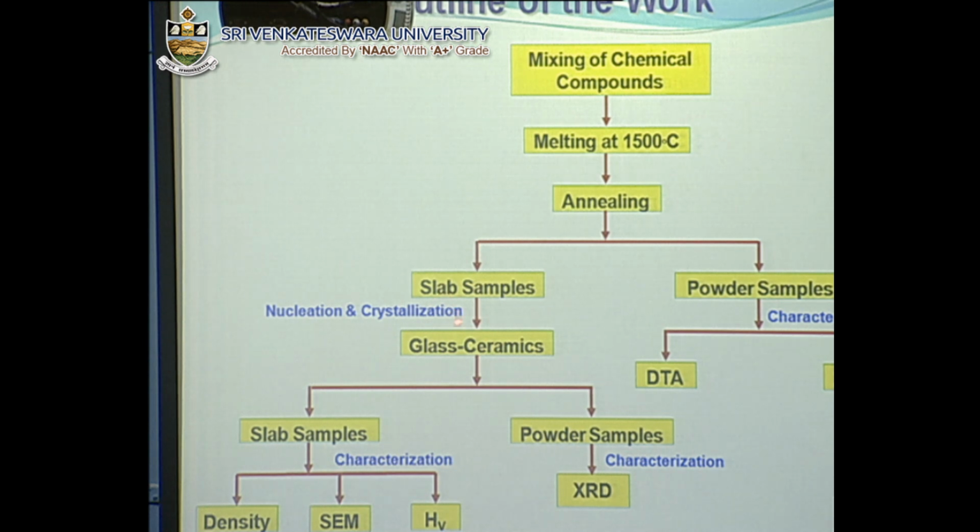For the powder samples, the characterization is by TGA and differential thermal analysis, in order to get an idea of the glass transition temperature and also the crystallization peak temperature. Now, for the slab samples, proper nucleation and crystallization processes are carried out to get the glass ceramics.